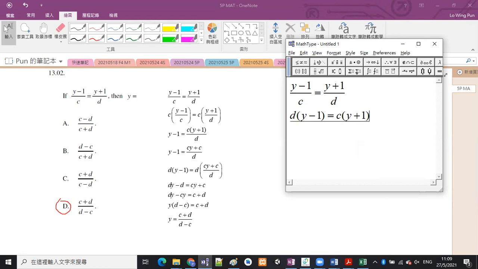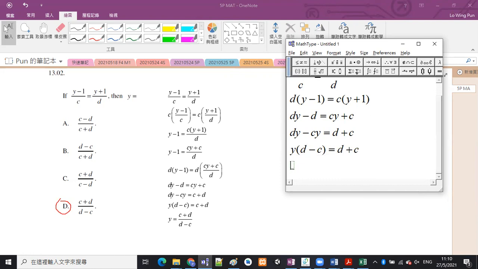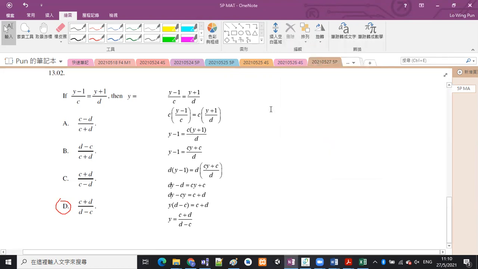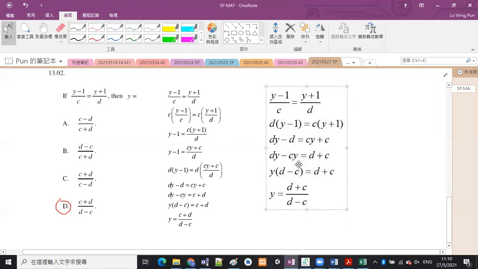Like this. I have multiplied the d to the top left corner, and I have multiplied the c to the top right corner, in one step. And then we have dy minus d equals cy plus c. And the remaining steps will be just similar. So y is d plus c over d minus c. Okay, how about the next one?